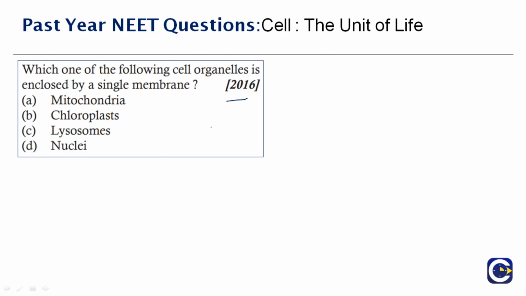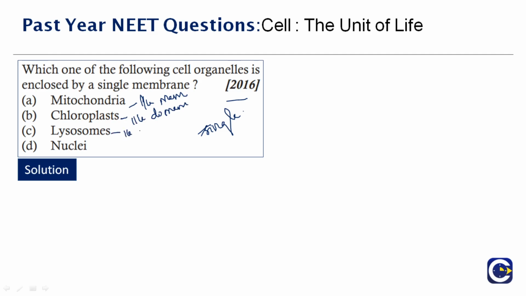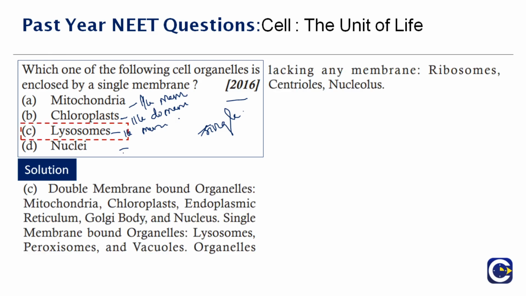Which one of the following cell organelles is enclosed by a single membrane? We all know we have three types: single membrane, double membrane, and no membrane. Out of the four options given here, let's talk about mitochondria. Mitochondria has a double membrane. What does chloroplast have? Again, a double membrane. Lysosome is a single membrane. What about nucleolus? Nucleolus does not have a membrane. Therefore, the correct answer to this question is option C, lysosome.